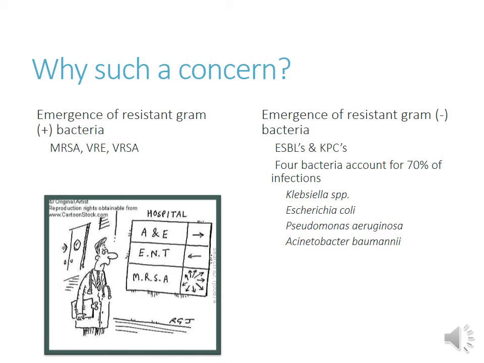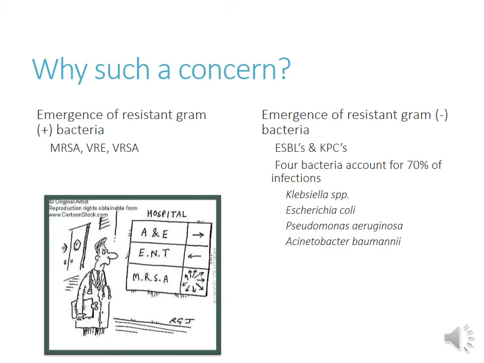So why is this such a concern? Well, the more selective pressure we put on these bugs, especially when we're using things like broad spectrum antibiotics, which we'll talk about in a second, you're going to have emergent strains of these really highly resistant bugs starting to pop up. So things like MRSA are going to have a higher incidence. You're going to have a higher incidence of things like vancomycin-resistant Enterococcus, vancomycin-resistant Staph aureus.